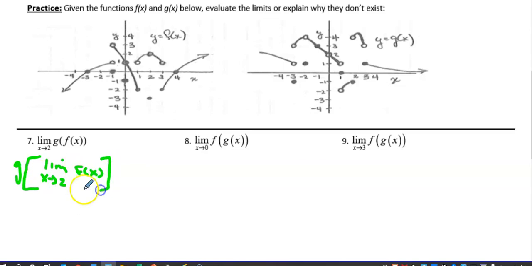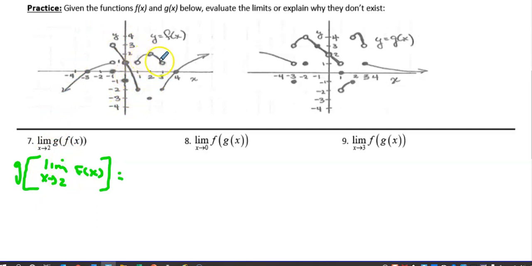Okay. Now, I wanted to be very clear about something really fast. This value that we're going to find right here is not going to be g of that number. So if this value happens to be 1, then we're not going to go over here to g of 1 and find out where it is. This is a limit, okay? And both of these are limits. So we're going to find this value, and you're going to see what I'm going to do with it. So the limit as x approaches 2 of f of x.